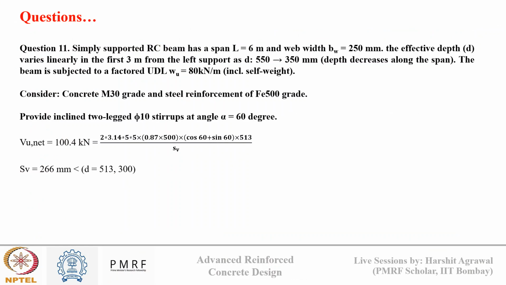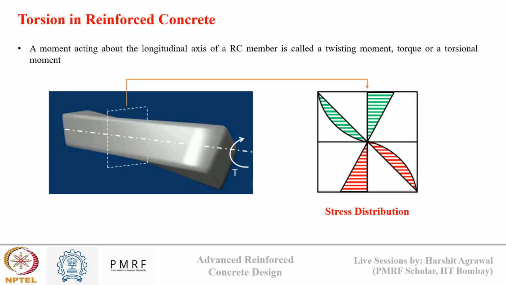Now we will start discussing torsion. So first of all, what is torsion? Torsion is basically a moment that is acting along the longitudinal axis of a reinforced concrete member, which causes twisting action or torque or a torsional moment. Okay, so as you can see in the figure, along the axis of the beam, a moment is applied, which is causing twisting in the beam cross section.